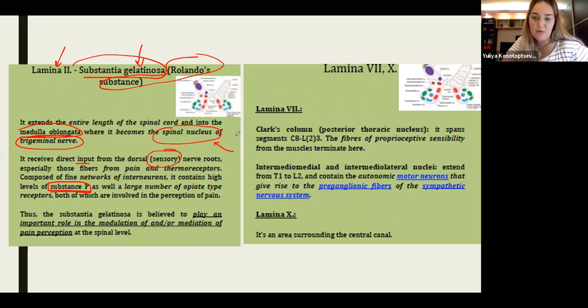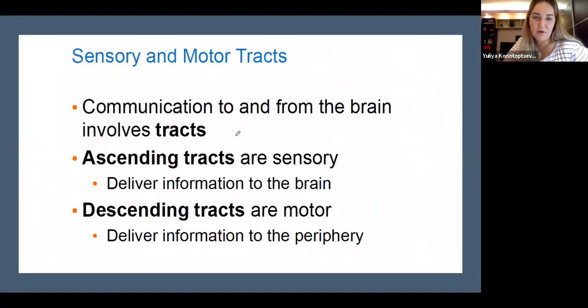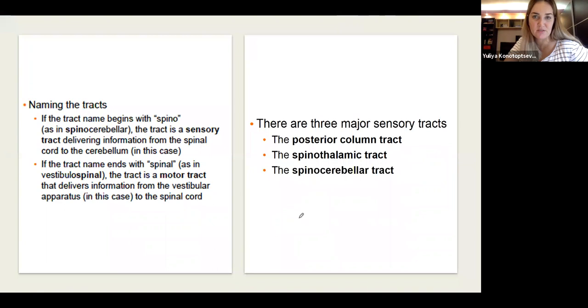Okay, we talked about this. Ascending, descending. You remember the difference between them, right? Ascending are sensory tracts, descending are motor tracts. How can I name the tract? It depends. If spino is in the beginning, this is a sensory tract because it ascends from the spine up. If spinal is at the end, it is a motor tract because it goes down.